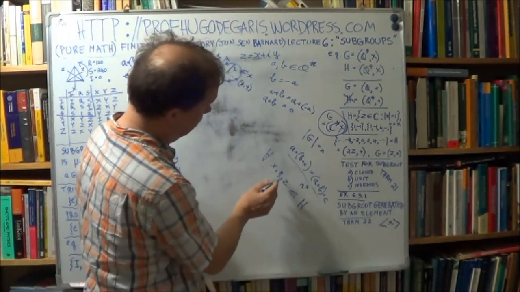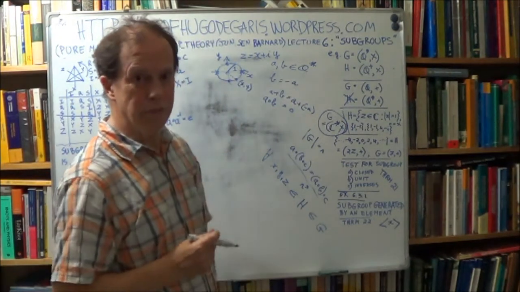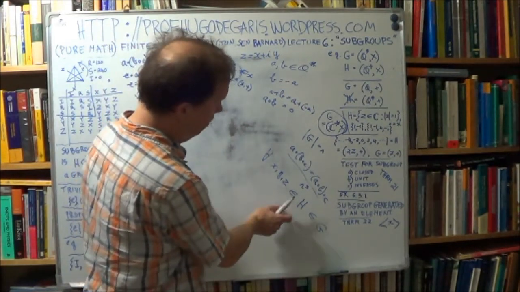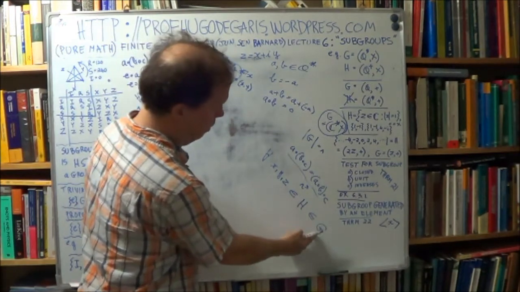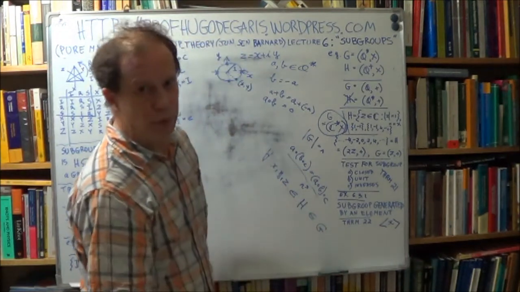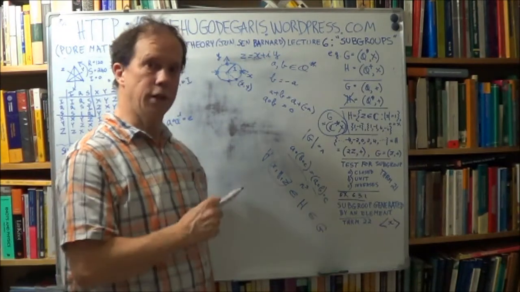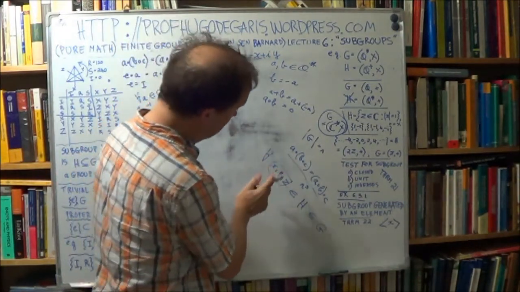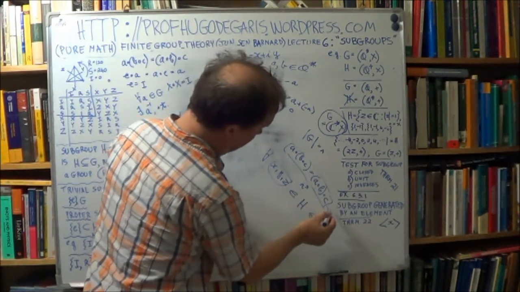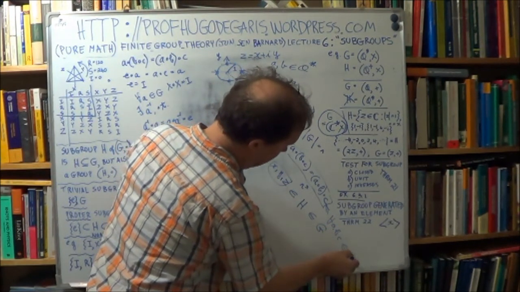for all x, y, and z belonging to your subgroup, they also belong to G, right? Because H is just a subset. So any three that belong to your subset belong to your G. But because G is a group, all of these must be associative, right? That's true for all a, b, c belonging to G.